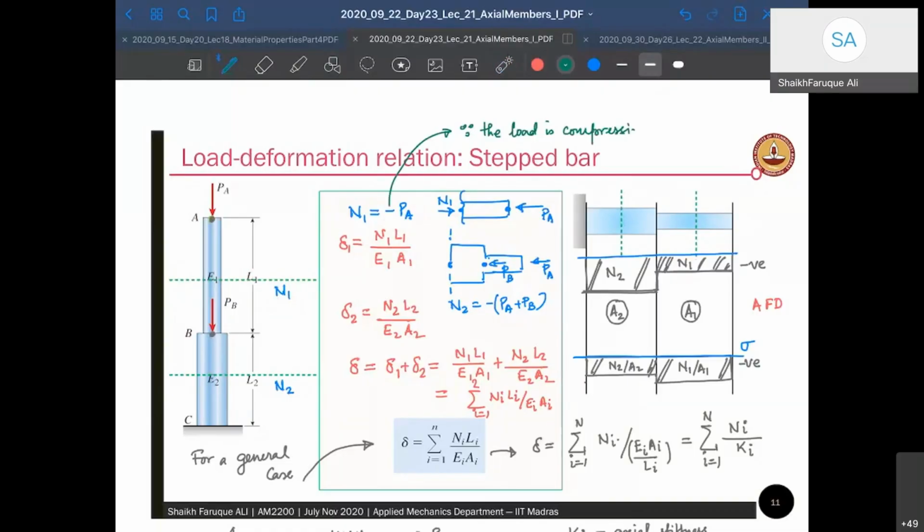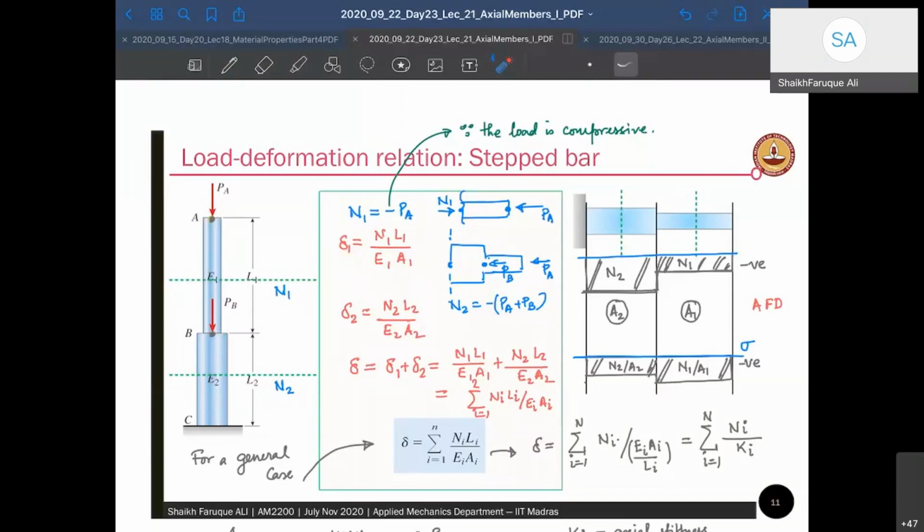Because the load is compressive, the deformation is going to be delta. Where is this deformation? This deformation is at this point, right? At B point, the deformation is going to be N1 L1 by E1 A1 because of this portion of the load and the material. Now for delta 2, which is at C point, we have to calculate the internal force N2. The deformation is N2 L2 by E2 A2, where N2 calculates to be minus PA plus PB, and then you can calculate the deformation also.